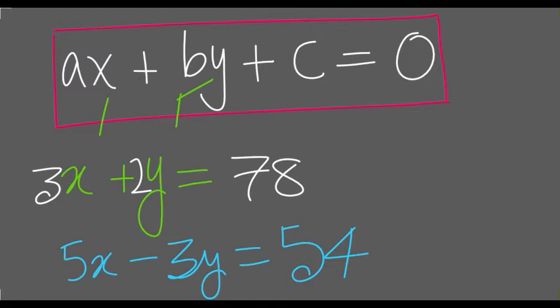Well, the answer is the same, 18 and 12. For x, here also it will be 18 because 3 18s are 54, and 2 into 12 is 24, so 54 and 24 is 78. And similarly 5 into 18 is 90, and 3 into 12 is 36, so 90 minus 36 is 54. So here also the value for x is 18 and the value for y is 12.